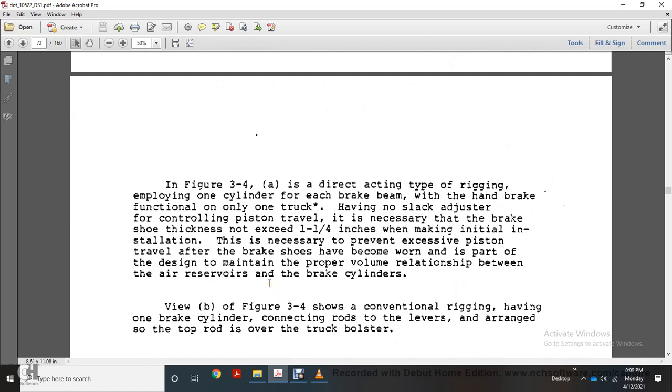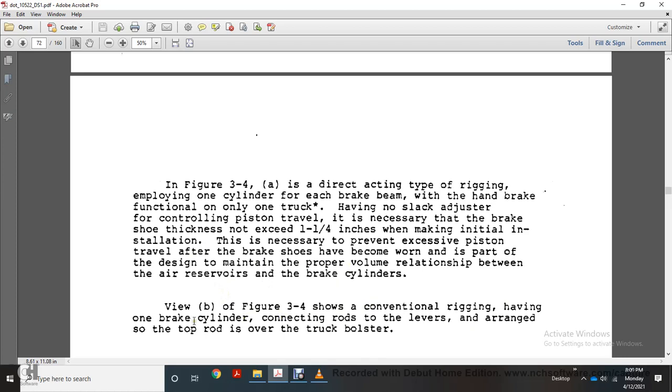Figure 3-4, view A, the direct acting type of braking, employs one cylinder for each brake rigging with a hand brake functional on only one truck. They have no slack adjuster for control, and piston travel is necessary for brake shoe thickness for the next 1/4 inch, to make allowance for the installation and to prevent excess piston travel after the brake shoes have become worn. It is probably designed to maintain the proper volume relationship between the air reservoir and the brake cylinder.